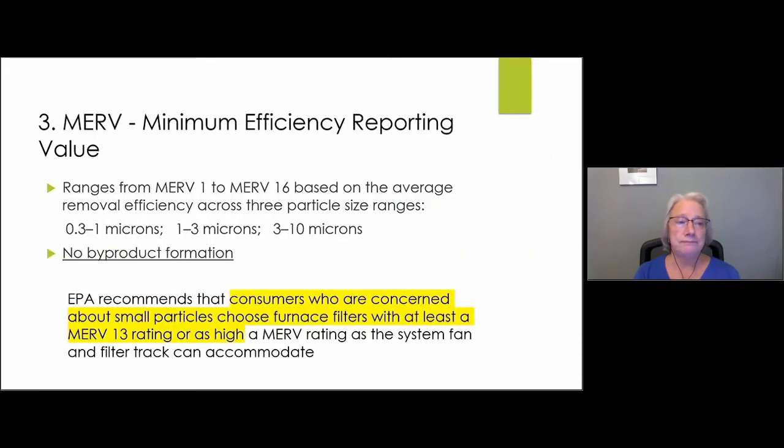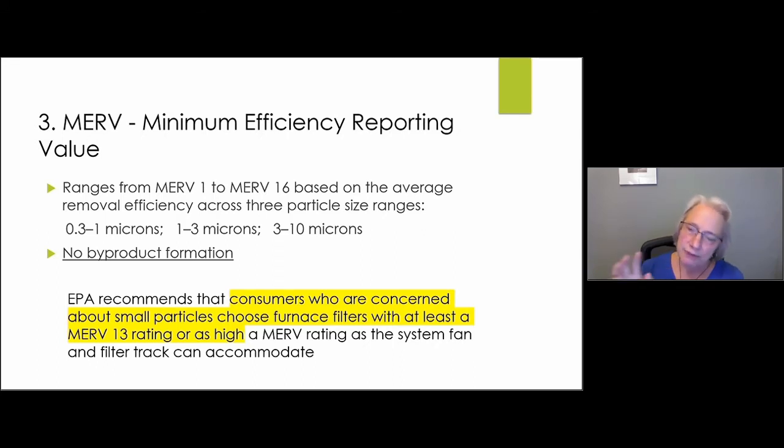Next. Now you have MERV, which stands for Minimum Efficiency Reporting Value. It ranges from MERV 1 to MERV 16 based on the average removal efficiency across these particle ranges. So you have 0.3 to 1 micron, 1 to 3 micron, 3 to 10 micron. There is no byproduct formation using these types of filters.